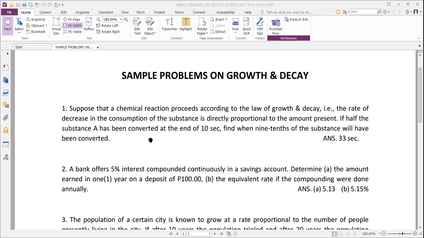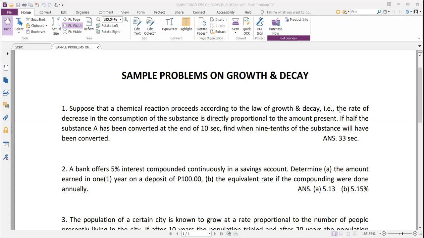So for our first sample problem on growth and decay class, you are given a chemical reaction. Suppose that a chemical reaction proceeds according to the law of growth and decay, and that is, the rate of decrease and the consumption of the substance is directly proportional to the amount present.